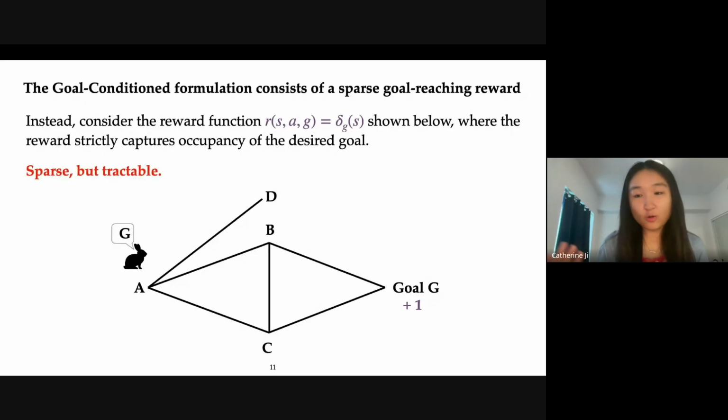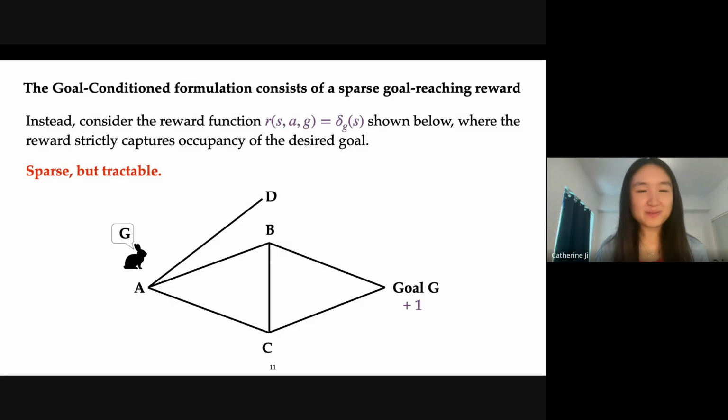So a question that you may have is, okay, but isn't this problem extremely sparse? Here we're showing a really simple MDP. You can probably just randomly walk to the goal, but if we want this to scale up to really hard methods, and this goal is very challenging in long horizon, what exactly is going to happen here?